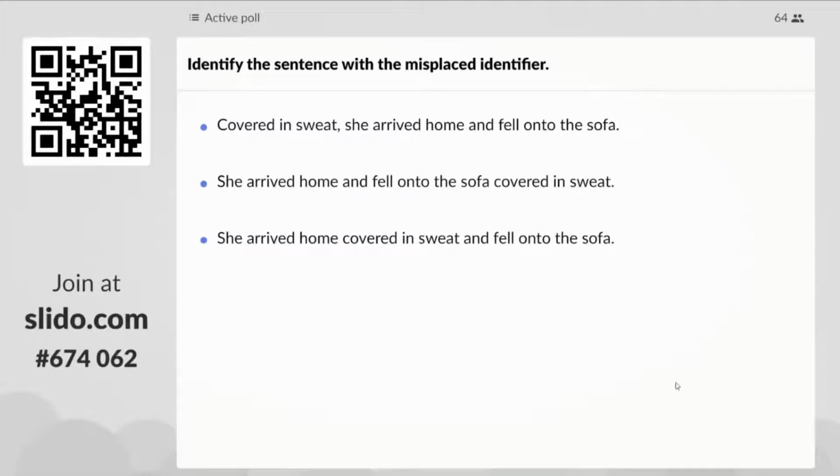Okay, 10 more seconds. The question is to identify the one with the misplaced modifier, something that doesn't make sense or can be misunderstood, or something that is ambiguous.